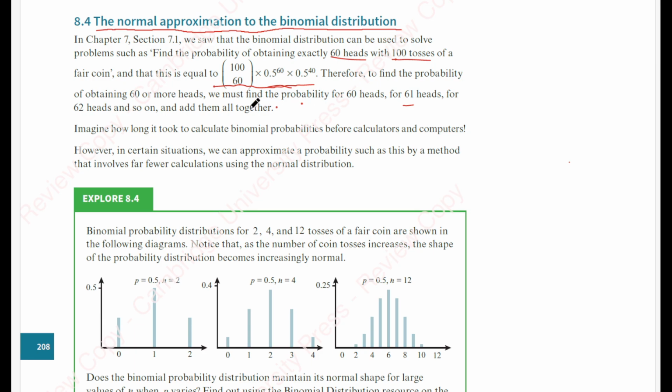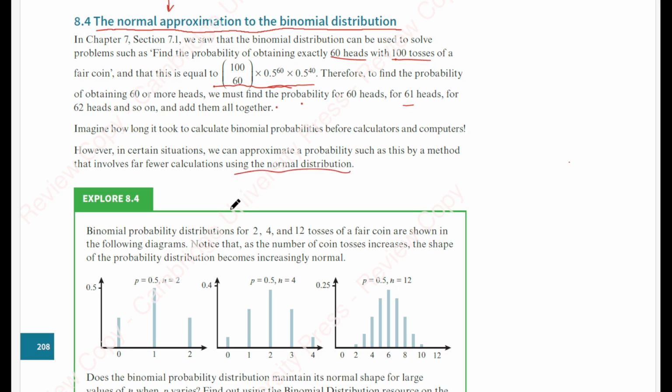But imagine that you have to find the probability that you obtain 60 or more heads. So you need to sum up all of these things. It will be a disaster. And that's why we can use a very interesting approach, the normal approximation. It's not possible to do it quite quickly if you do it by summing up. So in this situation, we can try to use this method using the normal distribution.